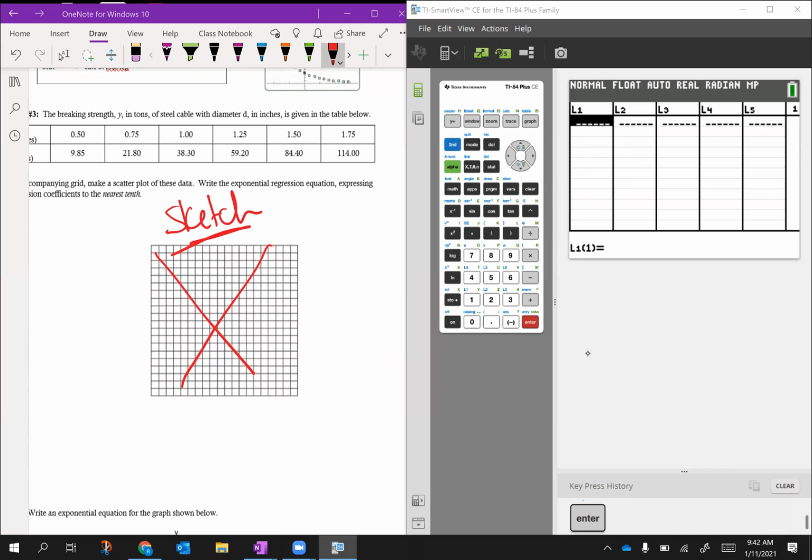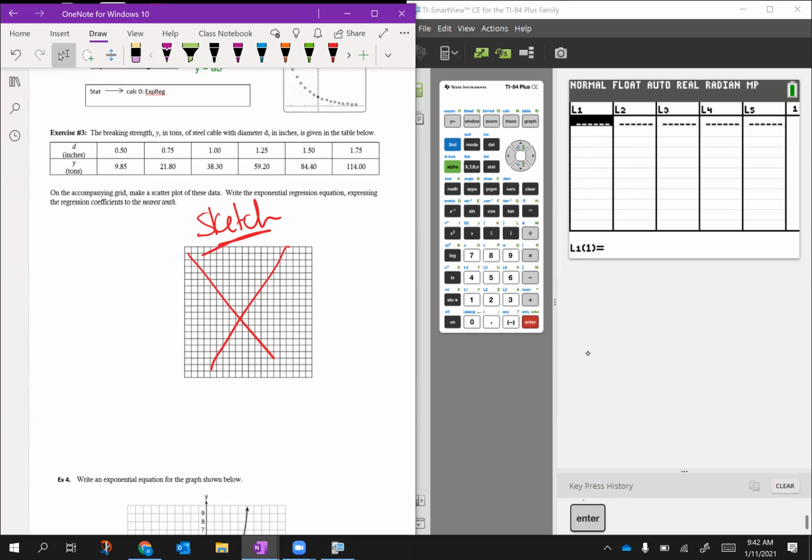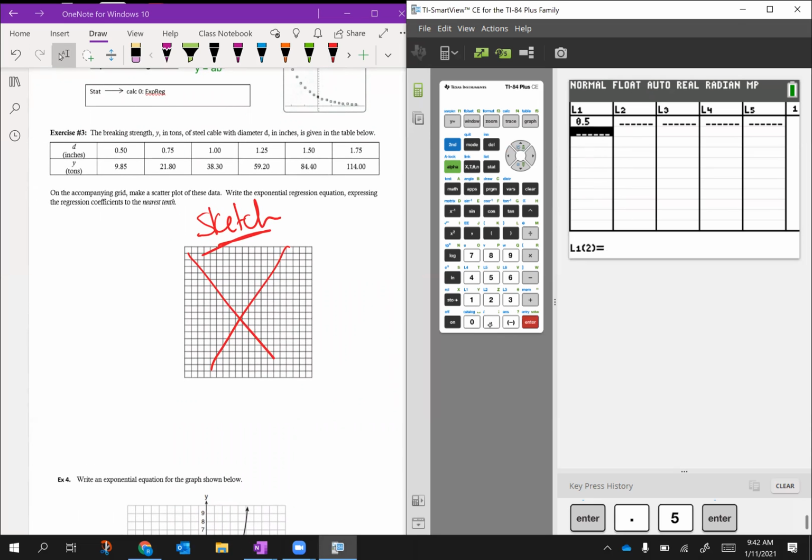So in list 1, we put our x values. So 0.5, 0.75, 1, 1.25, 1.5, and 1.75. In our list 2, we're going to do 9.85, 21.8, 38.3, 59.2, 84.4, and 114.